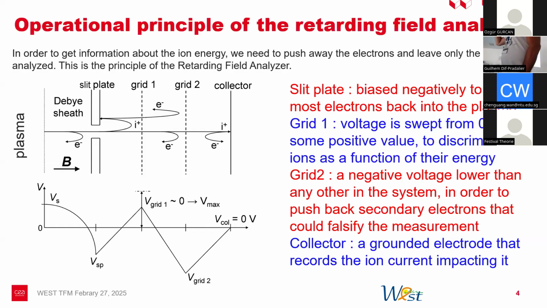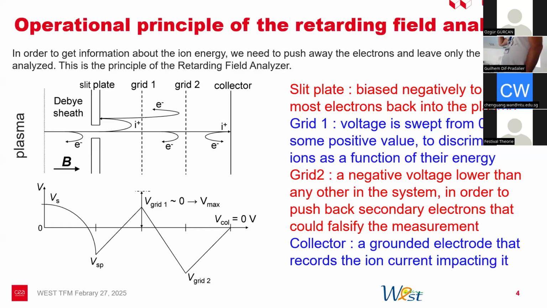All the ions do come through, and then once they're inside the cavity, we can repel them as a function of their energy. So the grid number 1 that you see here, we vary its voltage from 0 volts, which allows all the ions to go through and be collected. So that gives us a measure of the ion flux striking the slit plate.